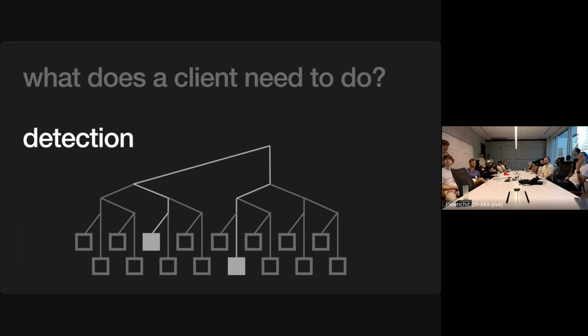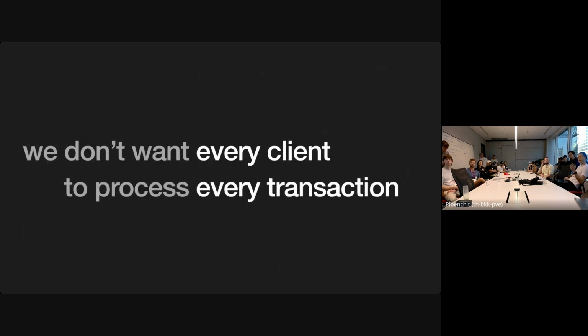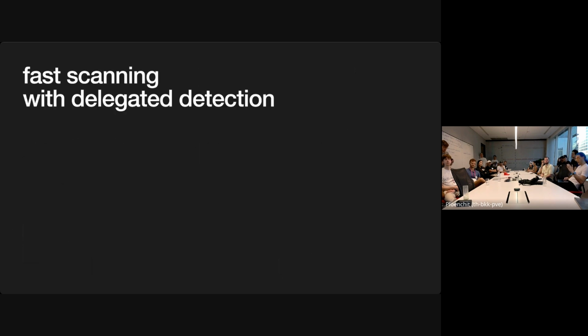And once I've figured out that these two specific pieces of data are relevant to my account, my wallet, other people are going to keep making transactions. And as they do that, that's going to change the Merkle tree. And I have to synchronize that as well. So I'm going to get new auth paths as new stuff happens. And you really don't want to have every client have to process every transaction. So what we did at the protocol level to avoid that is we have a scanning system with optionally delegated detection.